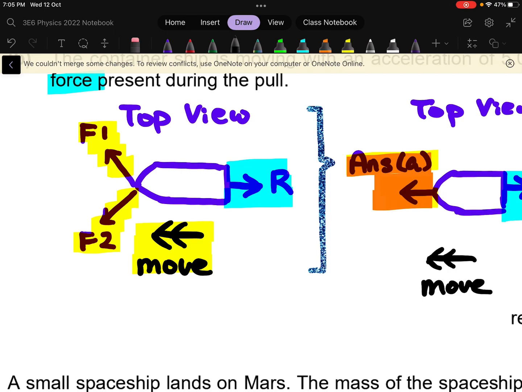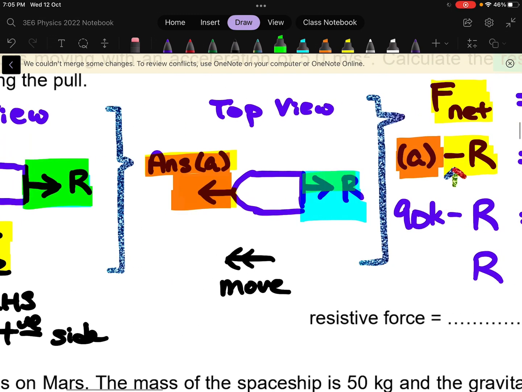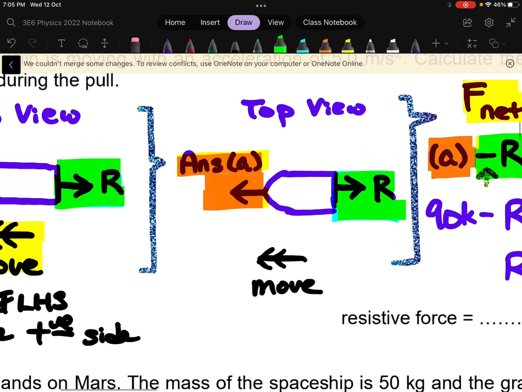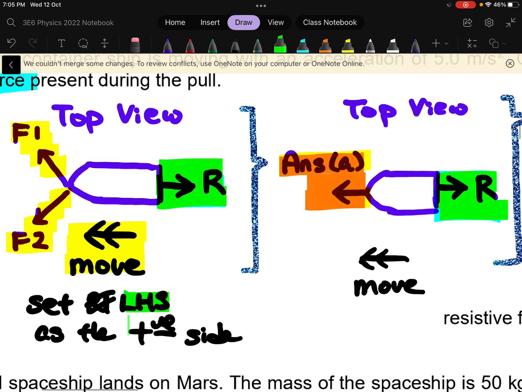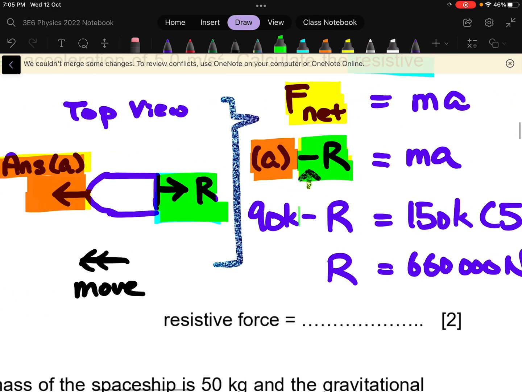Because of that, it will be more convenient for us to set the left hand side as the positive side. If we take the left hand side as the positive side, then this vector R, the resistive force, would have to take up a minus, right? Because it is going towards the right. We took the left hand side as positive, so any force that points to the right will be negative.